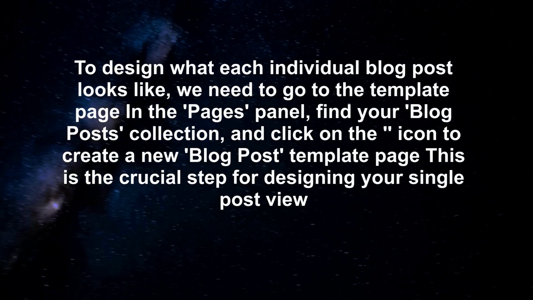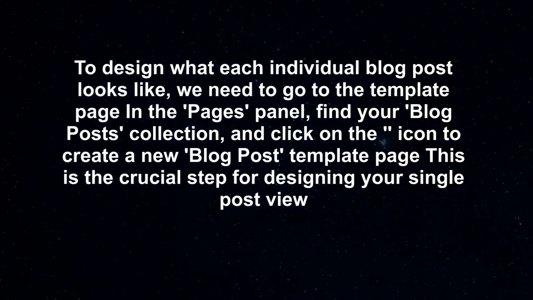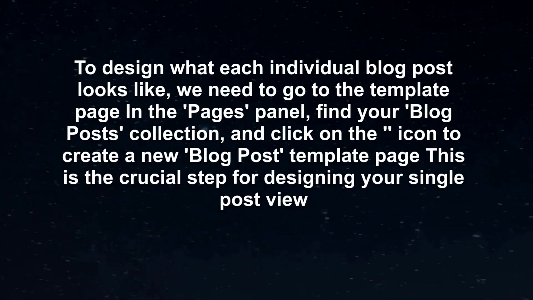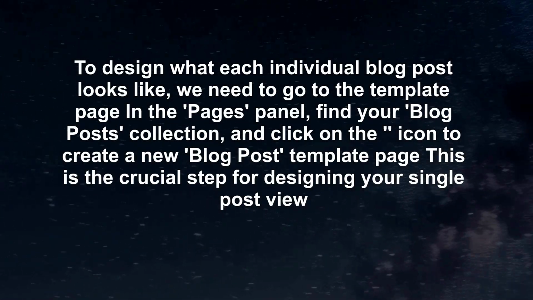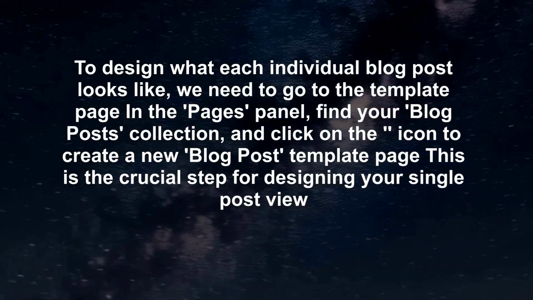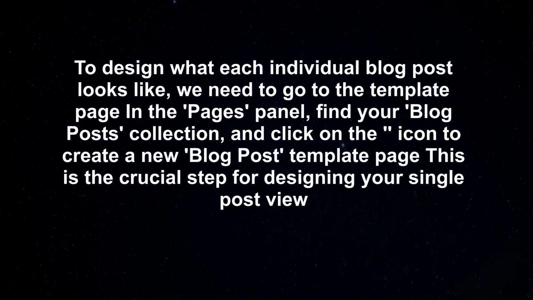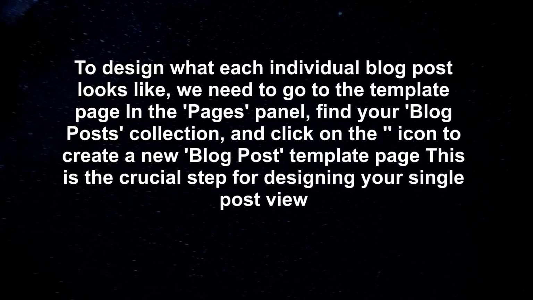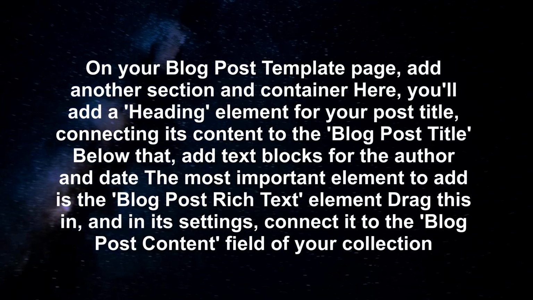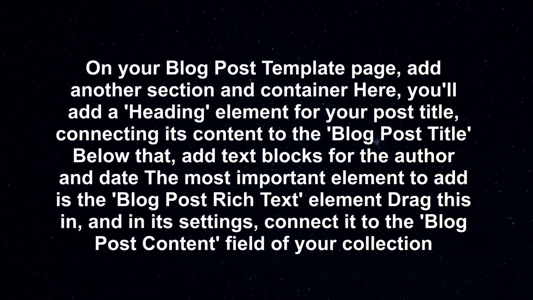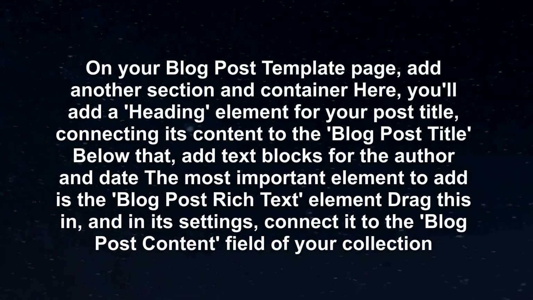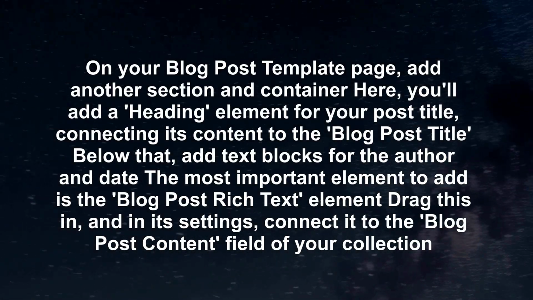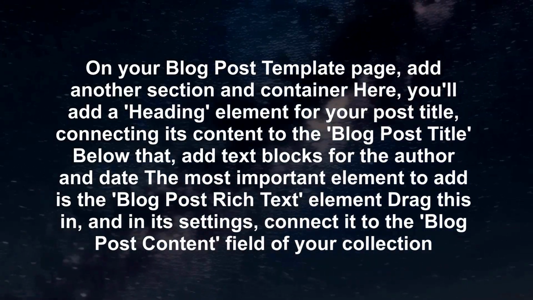To design what each individual blog post looks like, we need to go to the template page in the Pages panel. Find your blog posts collection and click on the icon to create a new blog post template page. This is the crucial step for designing your single post view. On your blog post template page, add another section and container. You'll add a heading element for your post title, connecting its content to the blog post title.